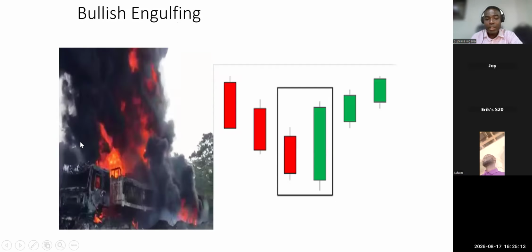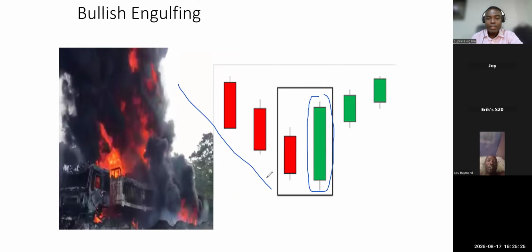Then we have the bullish engulfing candlestick pattern. Now, for the word engulfing, it means it's a candlestick that superimposes itself on a previous candle. So in a downtrend, you get to see a small candle, and the next candle to it will be a way bigger candle, much bigger than the previous one.